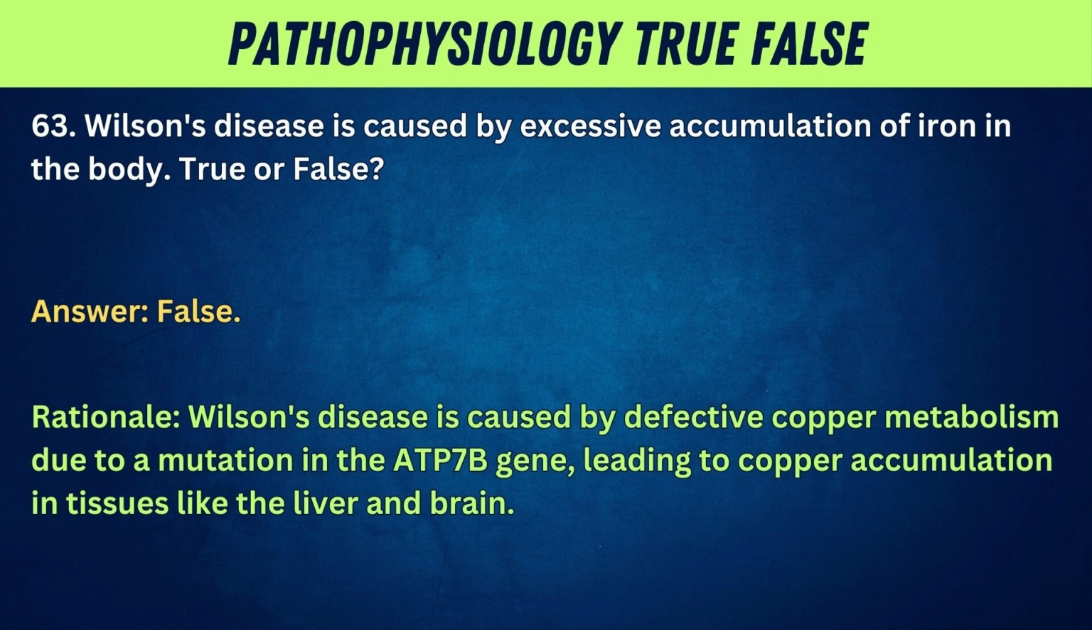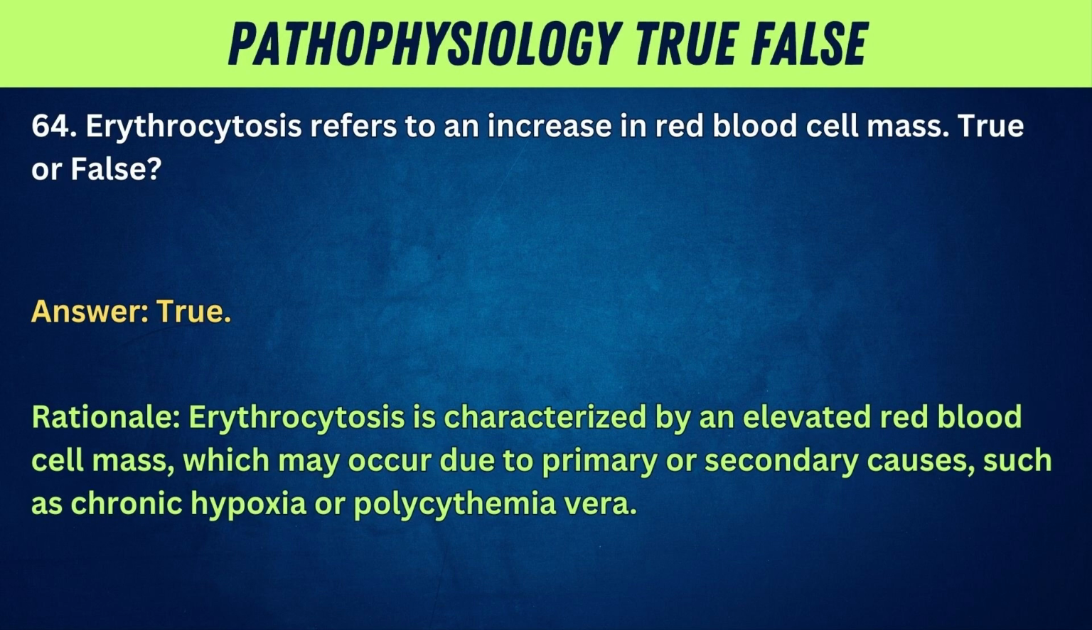True or false? Answer: false. Rationale: Wilson's disease is caused by defective copper metabolism due to a mutation in the ATP7B gene, leading to copper accumulation in tissues like the liver and brain. 64. Erythrocytosis refers to an increase in red blood cell mass.